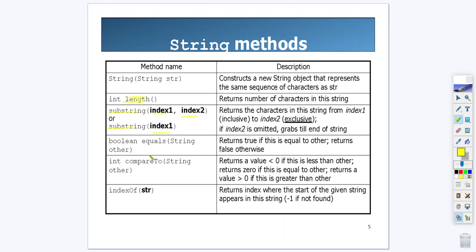Equals and compareTo are very useful, but we're going to put a pin in those until a later lesson. And then indexOf is useful. It's going to tell you the index position where a particular string starts. And if it's not found, it's going to return a -1. So we're going to focus on these 3. And remember, this top one is just the constructor, which says that you can create a new string by passing it the string that you want it to be.